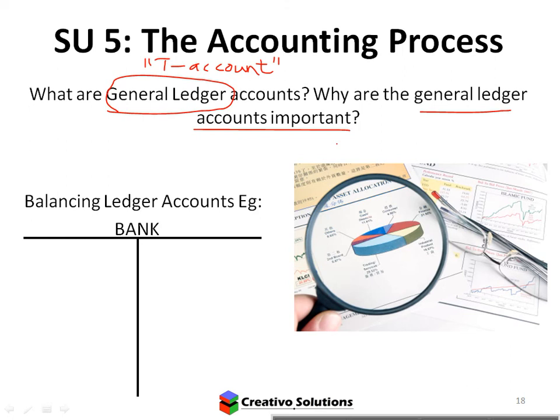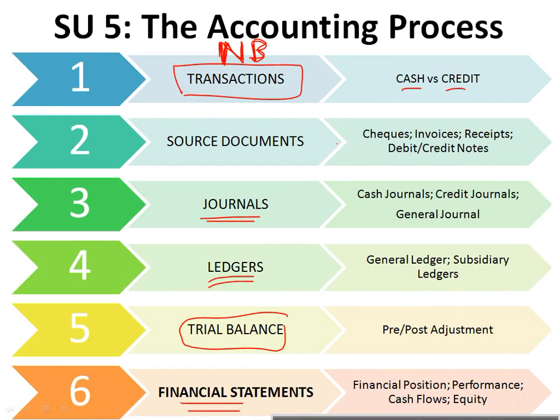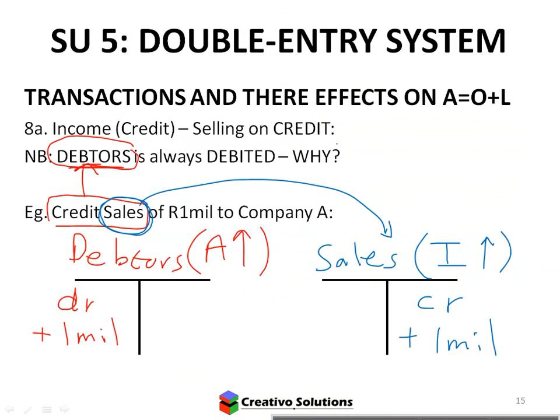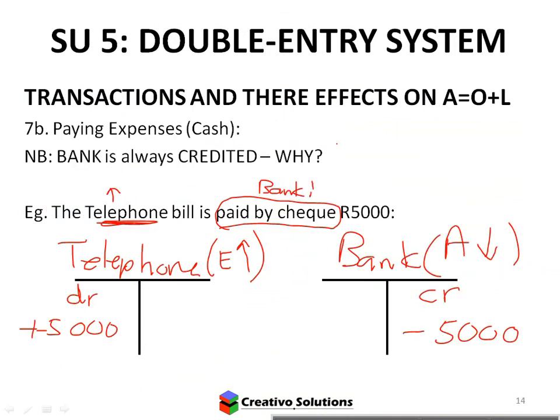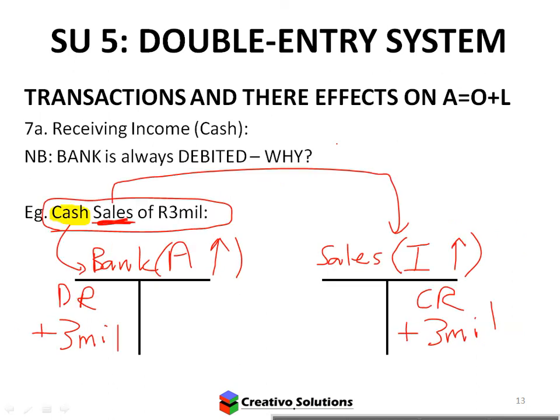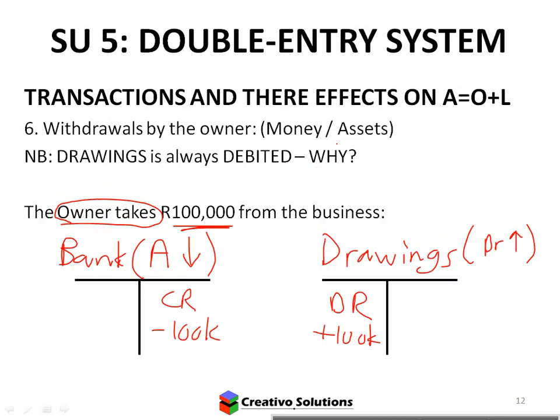Do you agree? When we looked at these examples previously, did I have more than one transaction that affected bank? Yes. Did this transaction affect bank? Yes. Did this transaction affect bank? Yes. Did this transaction affect bank? Yes. Notice, different transactions will affect different accounts, but they're all going to affect the accounts either positively or negatively. So is it possible to group similar transactions? Yes, and that's the purpose of a journal.